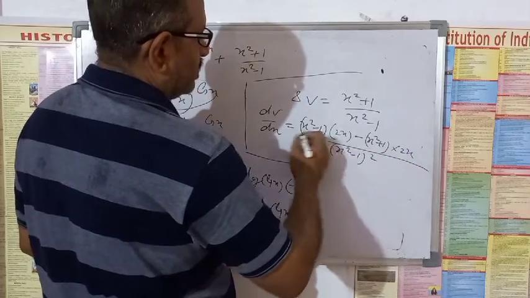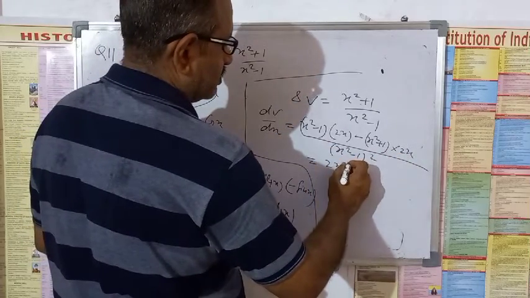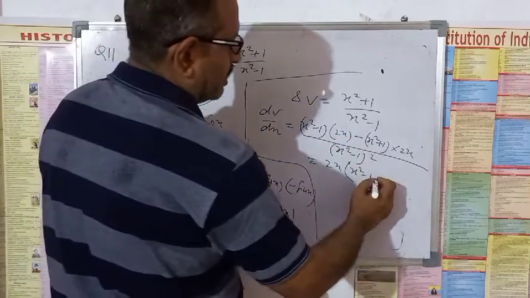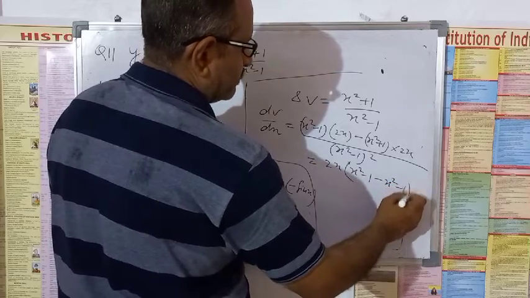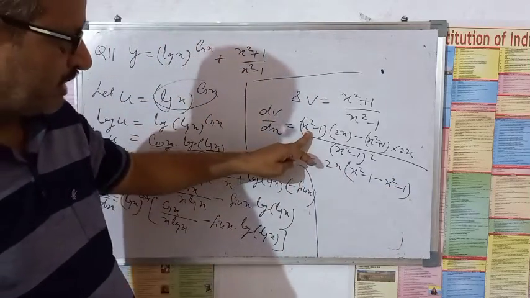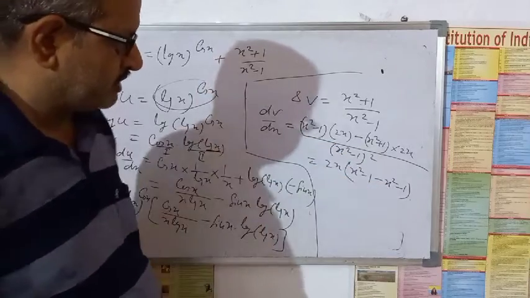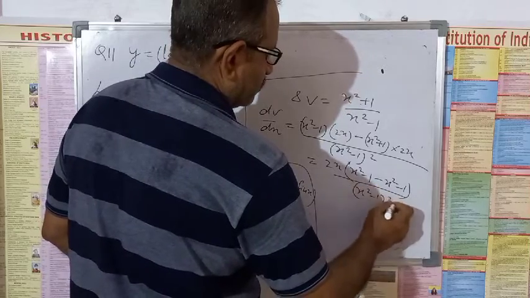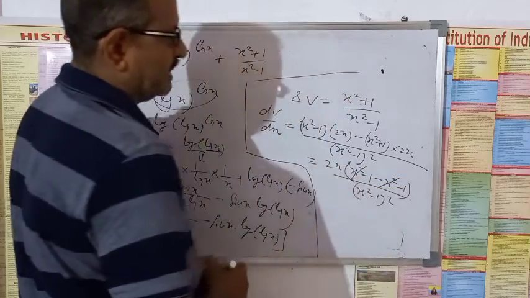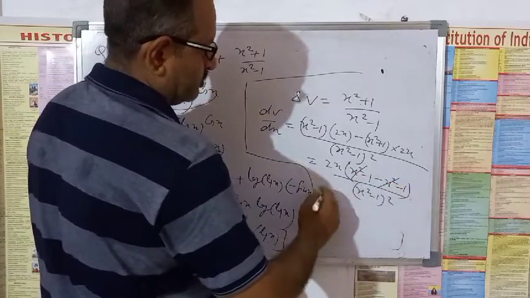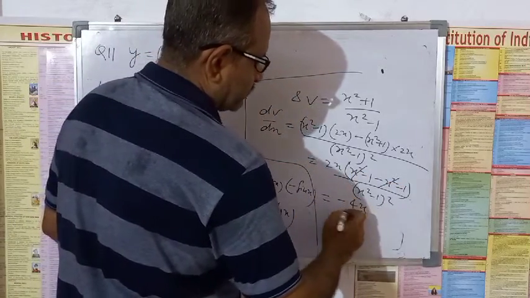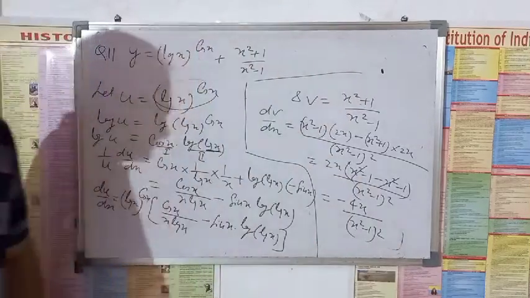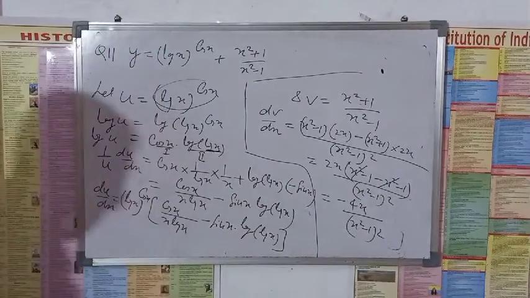So take 2x common. We will get x square minus 1 from here and minus x square minus 1. 2x times (x square minus 1 minus x square minus 1) whole upon (x square minus 1) whole square. Plus x square minus x square cancel. Minus 1 minus 1 is minus 2. So it is minus 4x upon (x square minus 1) whole square.